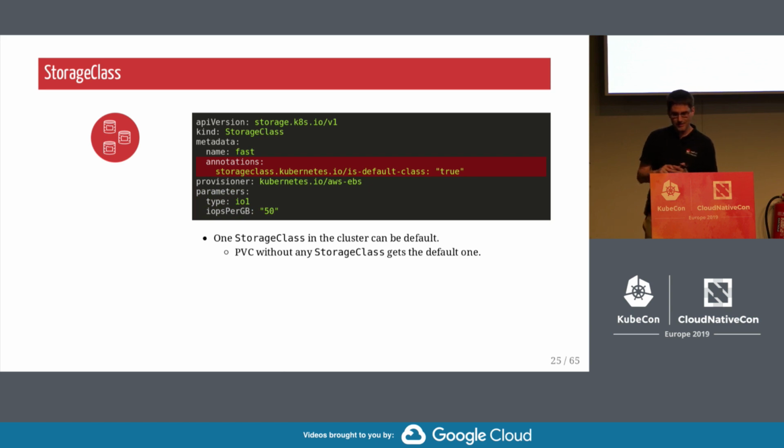And each cluster, I strongly recommend, should have one default storage class. Default storage class is a class with this magic annotation. And what happens is when a user, like David, creates a persistent volume claim without referencing any specific storage class, he will get the default one. So in this case, if David creates a claim without any storage class, he will get the fast one.